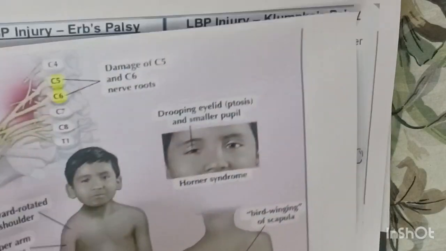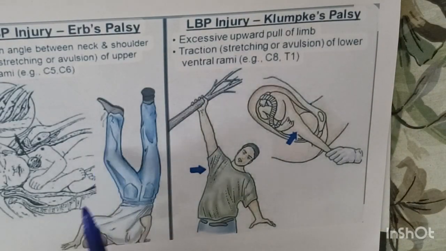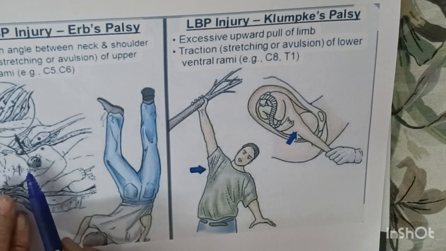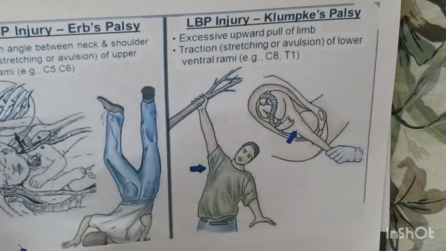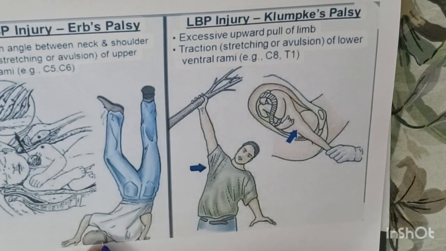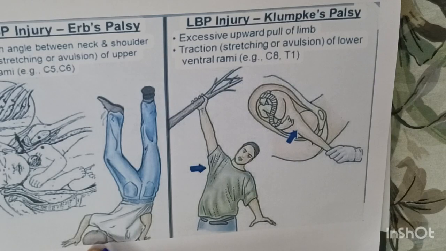You can see Erb's palsy in the case of forceps delivery, or when there is stretching or avulsion of the ventral rami between the neck and shoulder. In adults this can happen when a person falls on the head and the neck. When the person falls on the head and neck, Erb's palsy can happen.